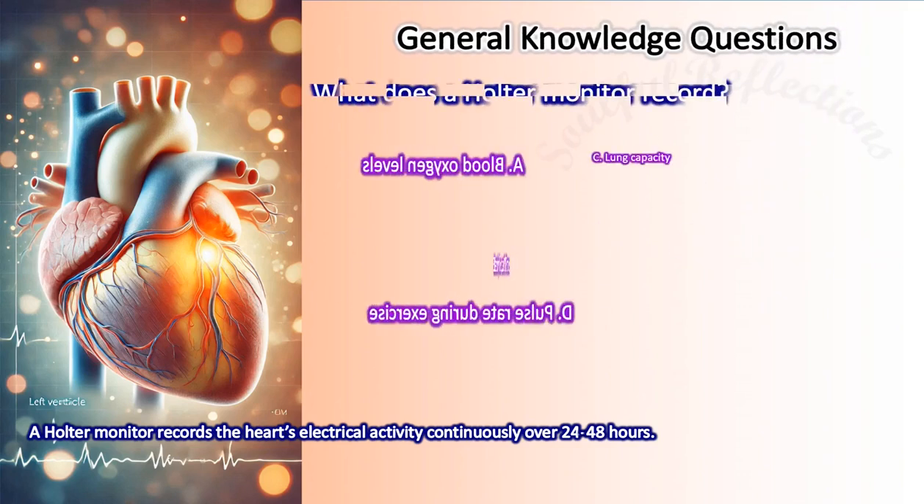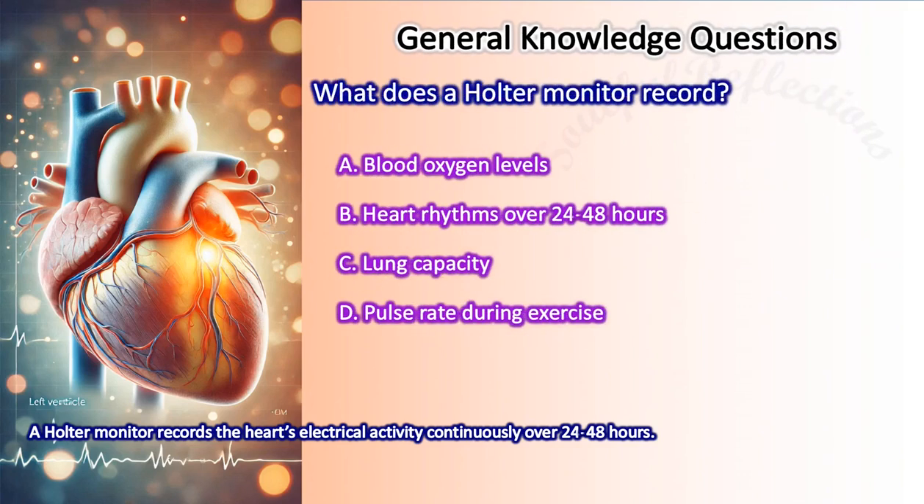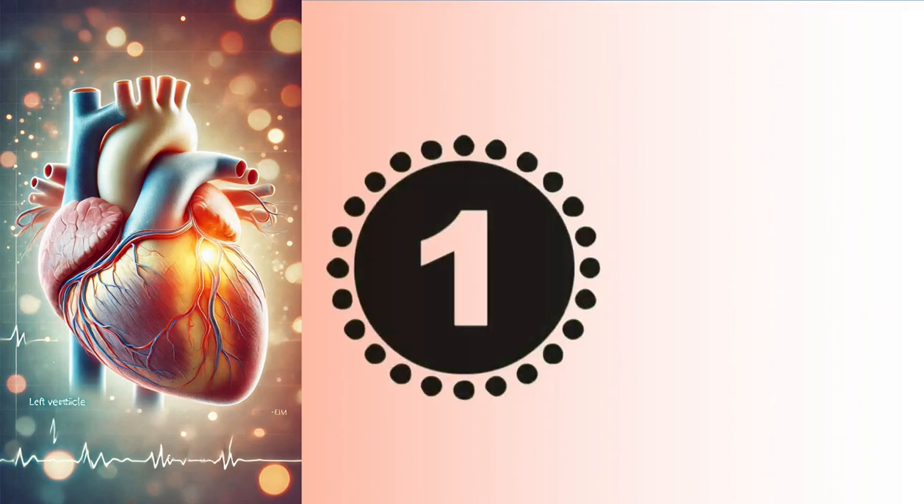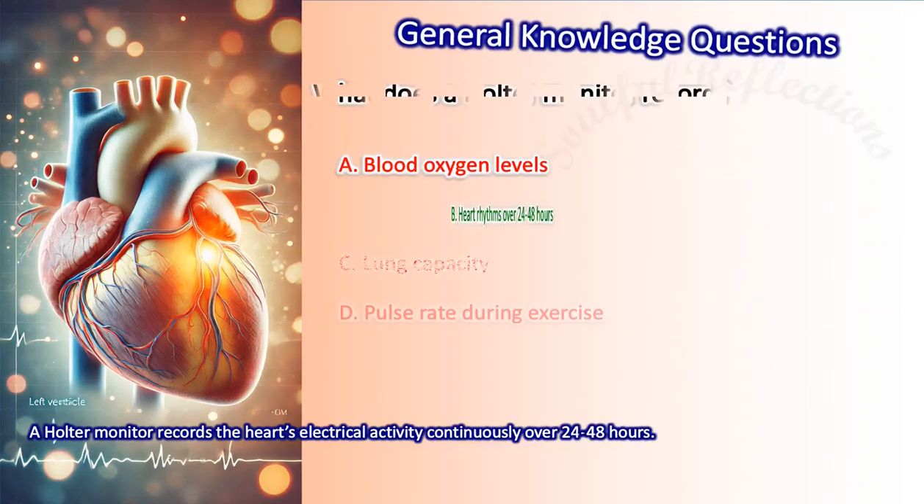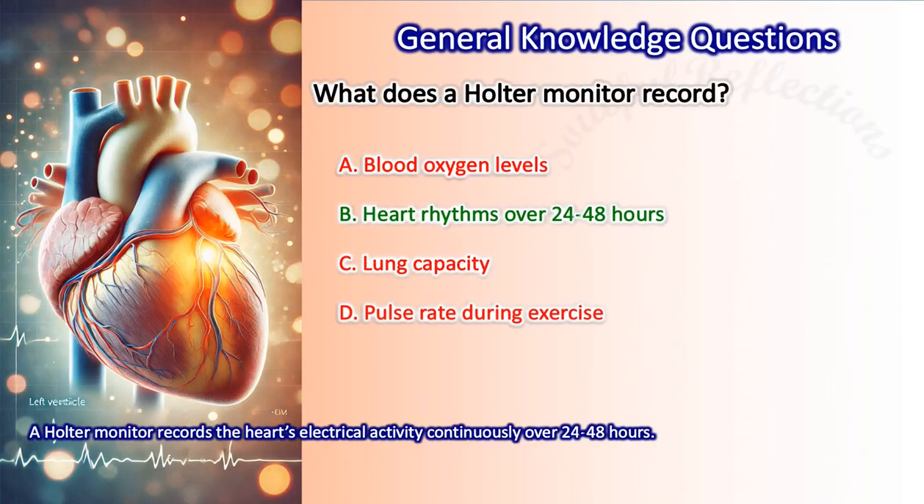What does a Holter monitor record? Option 1, blood oxygen levels. Option 2, heart rhythms over 24 to 48 hours. Option 3, lung capacity. Option 4, pulse rate during exercise. The answer is, option 2, heart rhythms over 24 to 48 hours.